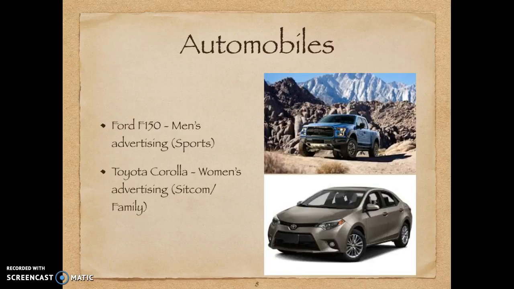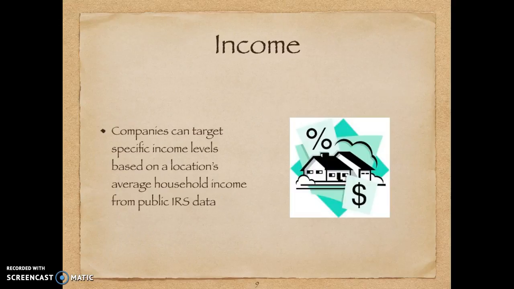The last demographic I'm going to talk about today is income. Companies can target specific income levels based on a location's average household income. The IRS provides public data that companies can use in order to reach their target income level for the product or service they wish to advertise.